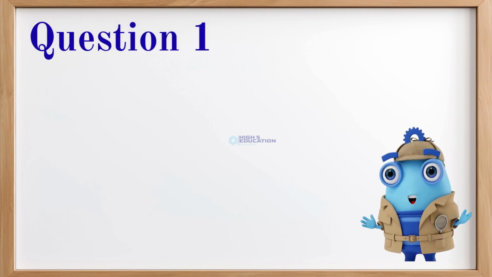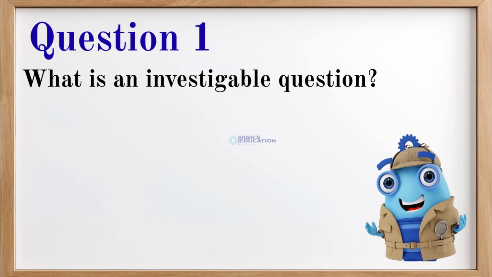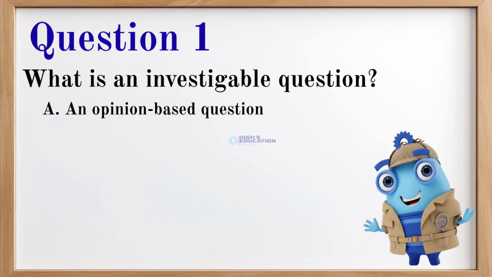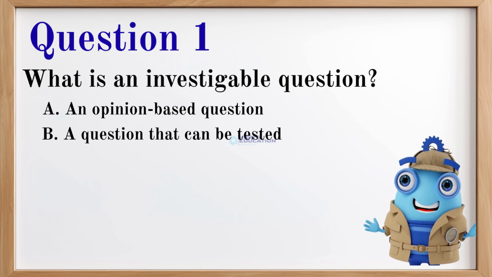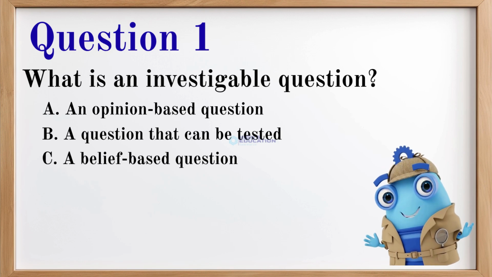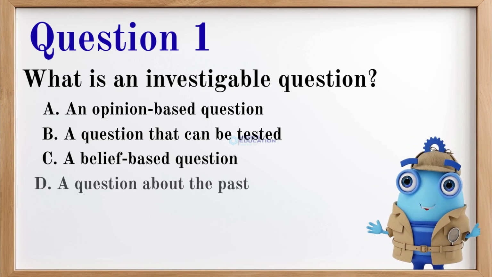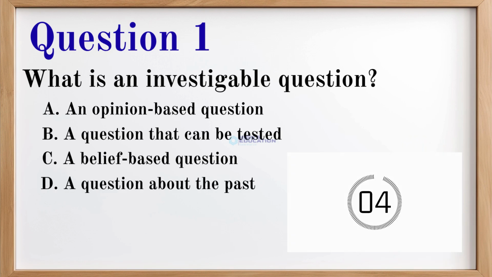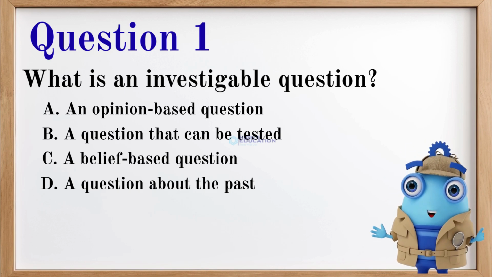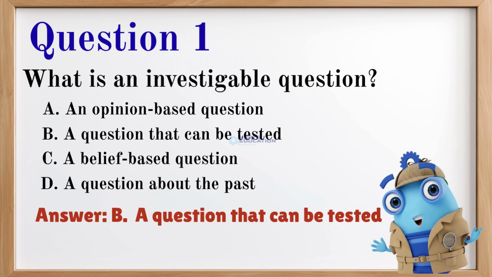Question 1. What is an investigable question? A. An opinion-based question. B. A question that can be tested. C. A belief-based question. Or D. A question about the past. The correct answer is letter B. A question that can be tested through an investigation.